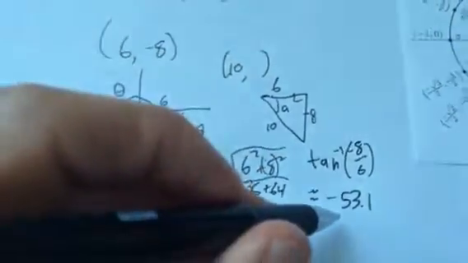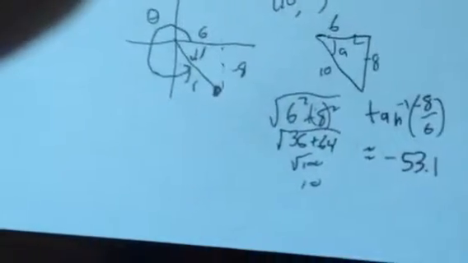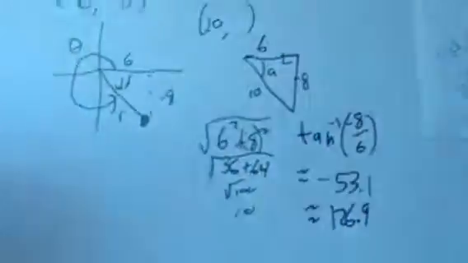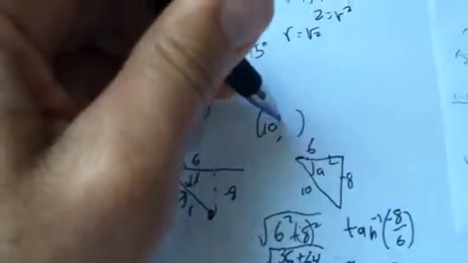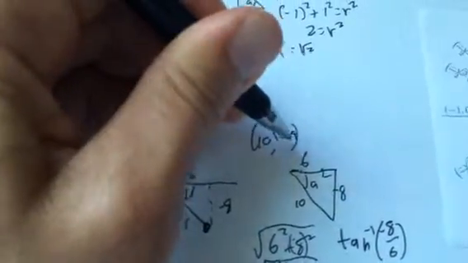So my theta would be 180 minus that, which is about 126.9. So it would be 10, and I'm good with 126.9.